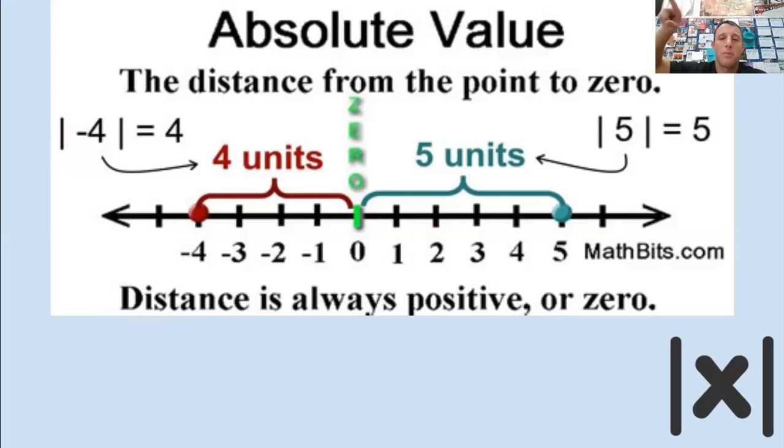So how many jumps I can get back. So -4's absolute value is +4. 4 jumps back to 0. And +5's absolute value is +5 because you do 5 jumps back to get to 0. So the distance is always positive or 0 if they're asking us what is the absolute value of 0. That's easy. It is 0.